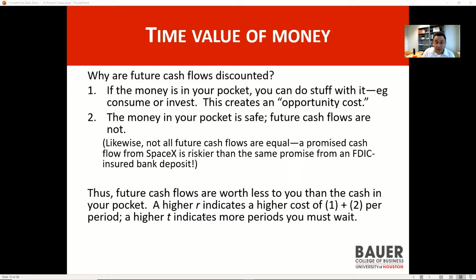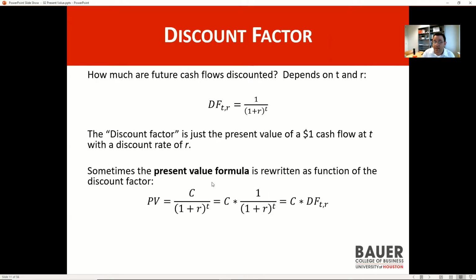The same thing is happening with cash flows. We have factors that determine the size of cash flow discount. We talked about the discount rate here and T. We're going to put those together to see the size of the discount. We can do that with something called the discount factor. So the discount factor is equal to the present value of $1 in the future.